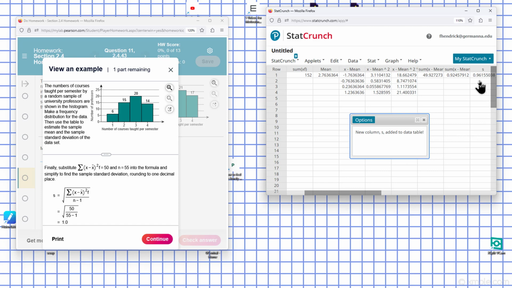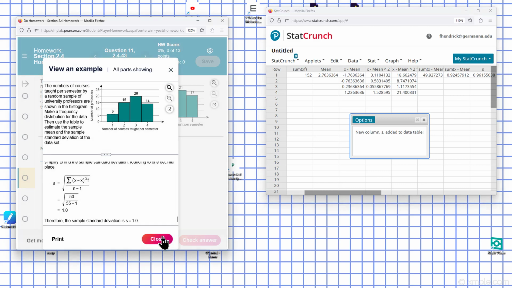In this case, I have 0.96, which rounds to 1.0 when rounded to one decimal place. If you notice, I didn't round until the very last calculation.